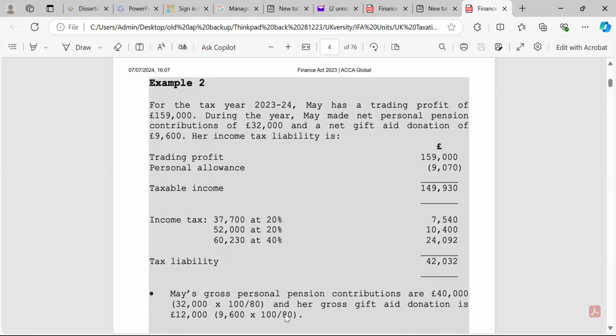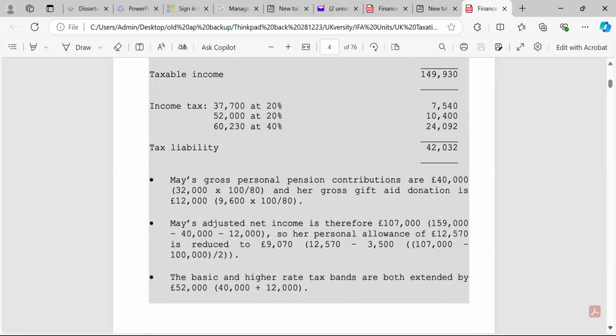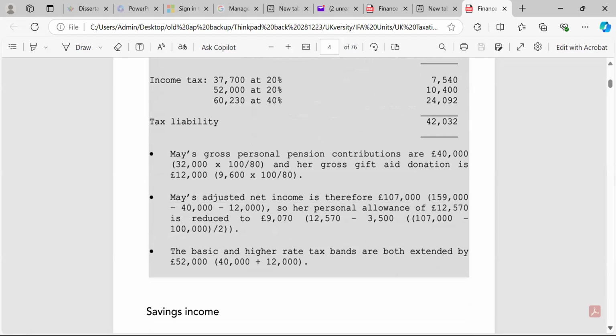So we can look around accordingly, and now the personal allowance will be reduced, so the proportion will go through. So now income is 149, so we can look around 37 is 20%, 52 at 40%, and 60 to 30, which we can look around, the income and the taxable tax liability 42,000, 30.